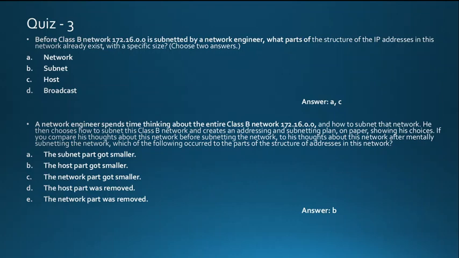Let's see the second question. The network engineer spends time thinking about a class B network with the IP 172.16.0.0, and he thinks about how to subnet the network. He then chooses how to subnet the class B network and creates an addressing and subnetting plan on paper, showing his choices. If you compare the stats about this network before subnetting to the stats about the network after mentally subnetting the network, which of the following occurred to the parts of the addressable network? If you chose B, it means that the engineer didn't choose mentally right, because the host part got even smaller. And you had to create an addressing and subnetting plan on paper with his choices, so it is correct.